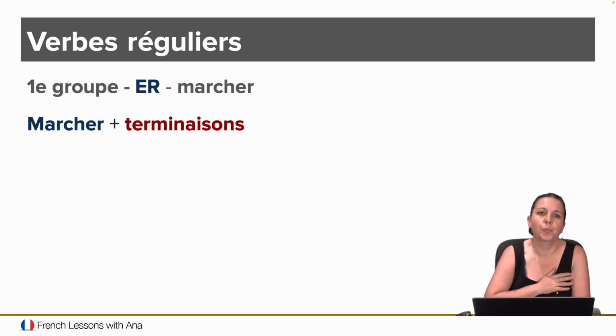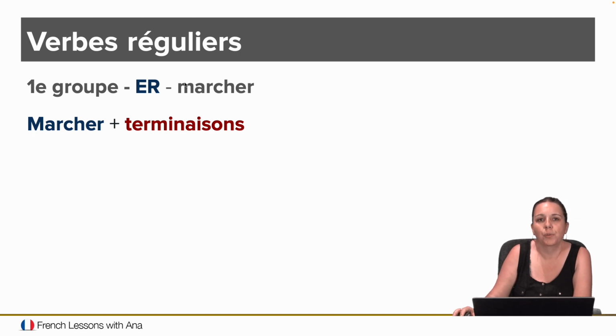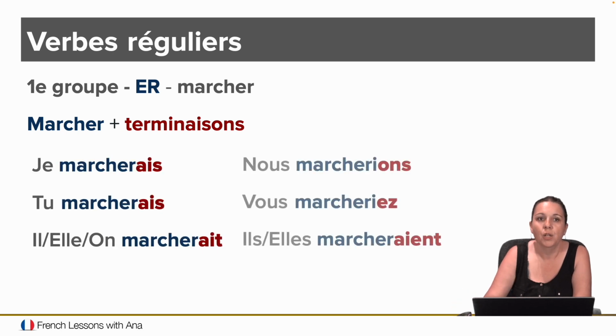So from the first group, ER, I chose the verb marcher. Marcher means to walk, okay? So if we follow the rule for the conditionnel, we're going to keep the infinitive. So we're going to keep it as is, and here it is, marcher. Ne touche pas, okay? Don't touch it, just leave it the same way. And we're going to use les terminaisons de l'imparfait, so the endings we just saw. You combine them together, and this is what you have, okay? Je marcherais. There's my infinitive in blue, and here are my endings in red, just to follow the formula.